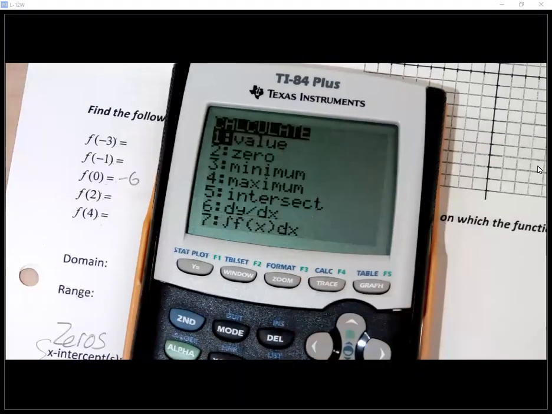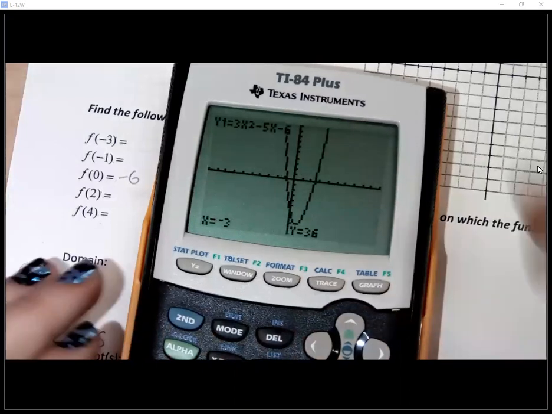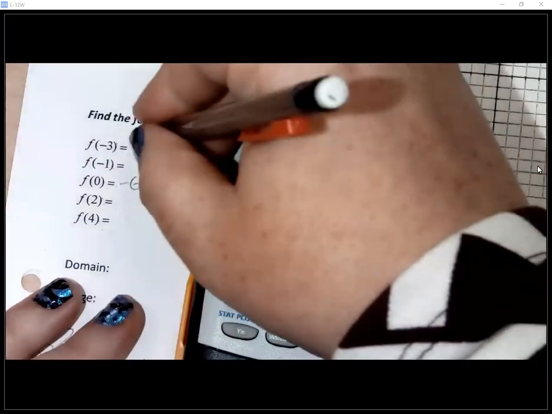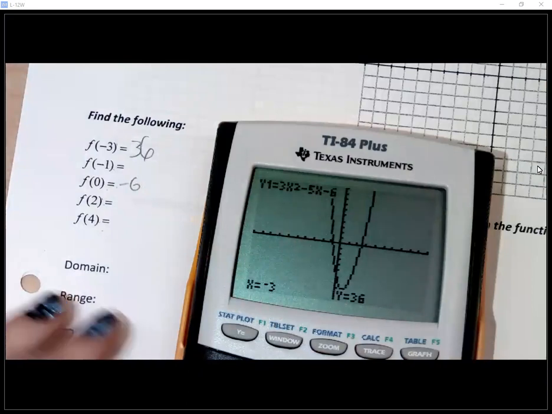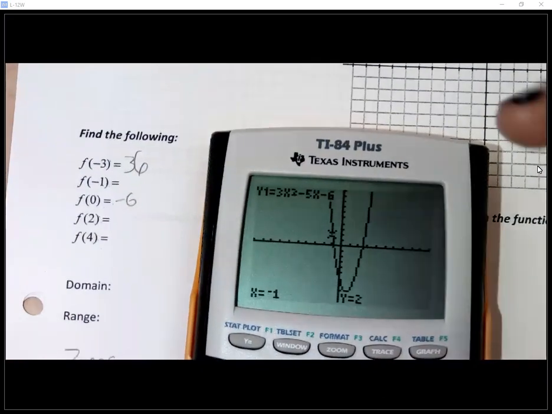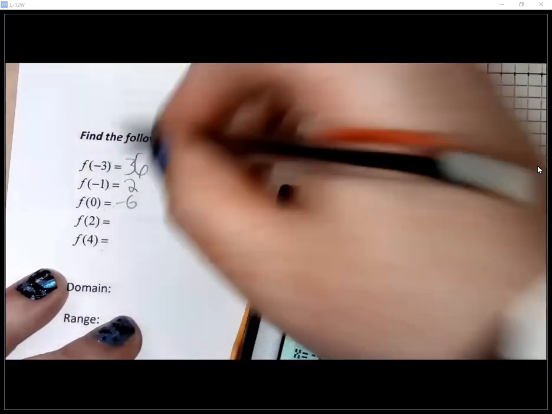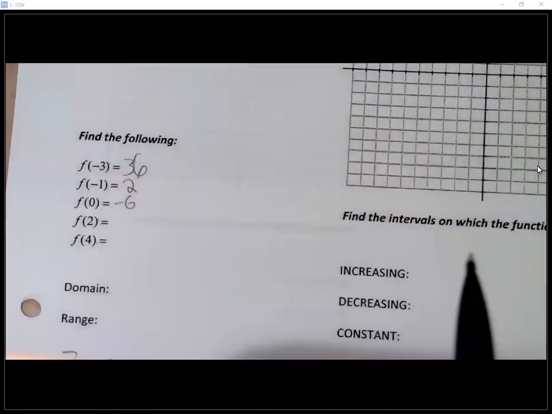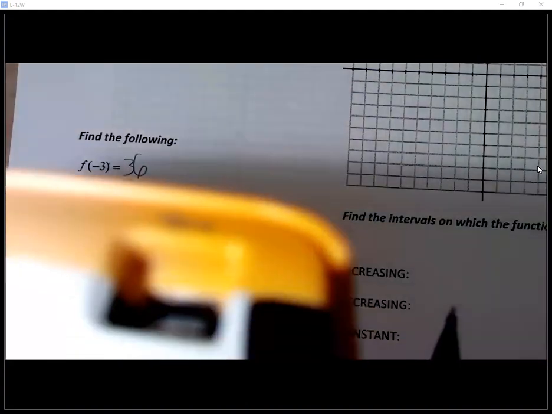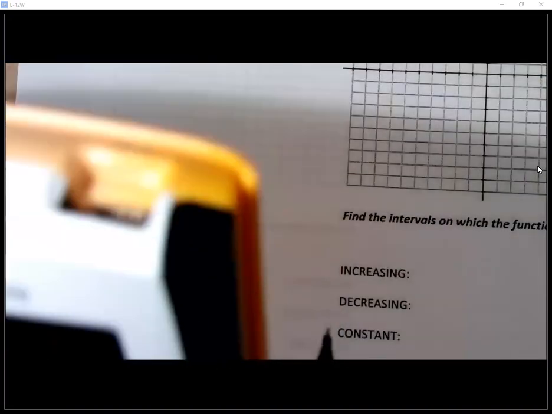Okay. So make sure that you are plugging in -3. However you're doing it, did everybody get 36 for F of -3? Find F of -1 if you haven't already. Did you get what I got? I got 2. Someone tell me what F of 2 is. I won't show you. You tell me, what's F of 2? -4. Yes, -4 is correct. And 4. 22? I agree.